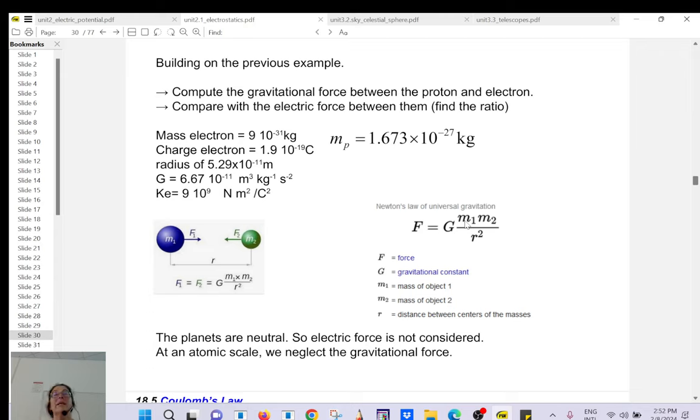So you plug it in. They don't give you the distance, so it means the distance does not matter. You can give yourself the distance. The distance could be 1 meter.